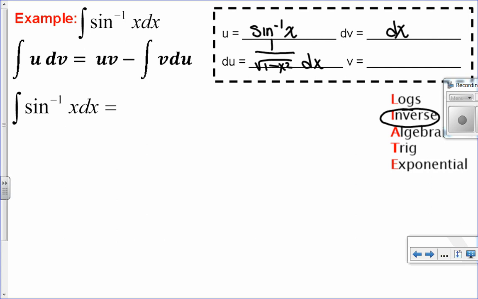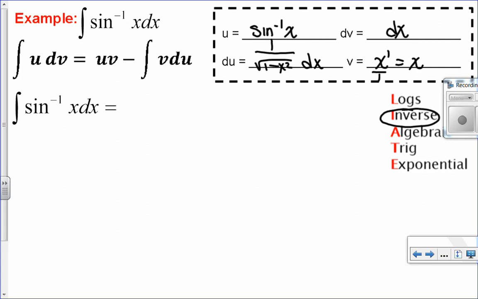And then v. You ask yourself, what function has a derivative which is essentially just 1, or x to the 0? You would just increase your power by 1, which is x to the 1, divide by the new exponent, which is 1, and that just is x. Okay, so let's see how this works.